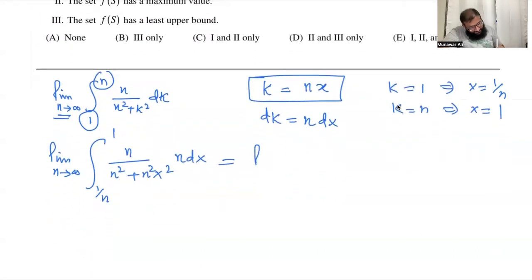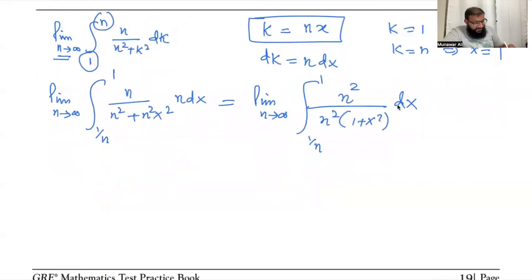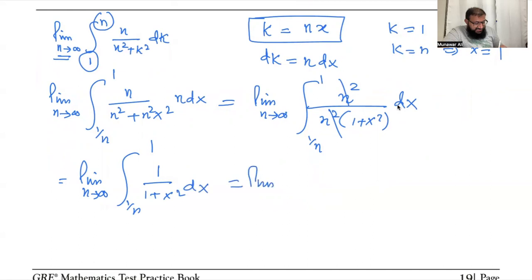Now, I can take n square common. This becomes 1 plus x square dx, and the limits are 1 over n to 1. So this is now limit n goes to infinity, 1 over n to 1. I can simply cancel these. Now I have 1 over 1 plus x square dx. And you know very well this is an elementary integral, whose integral is tan inverse x.